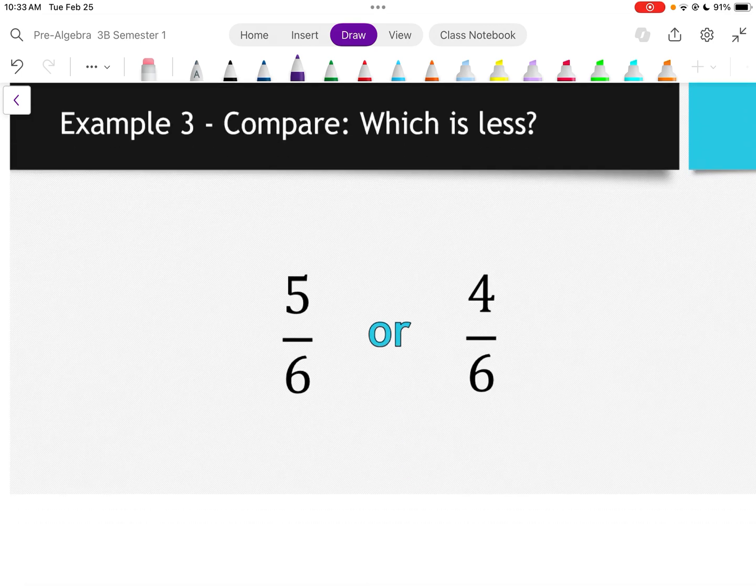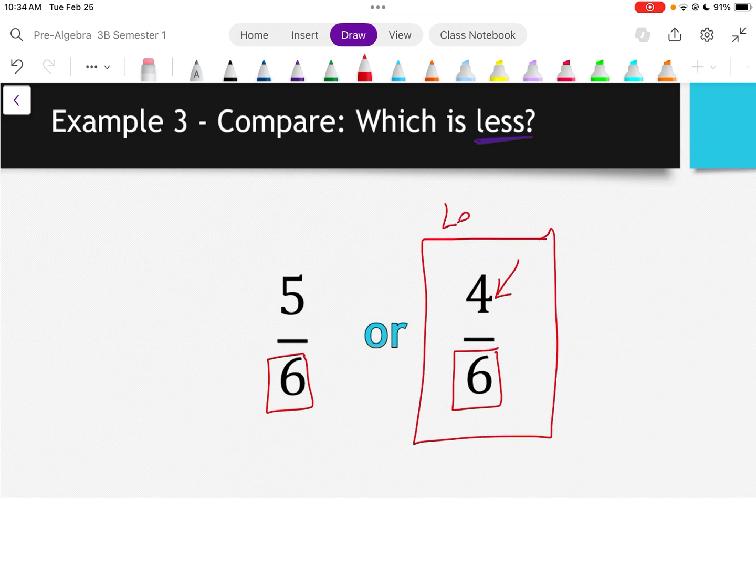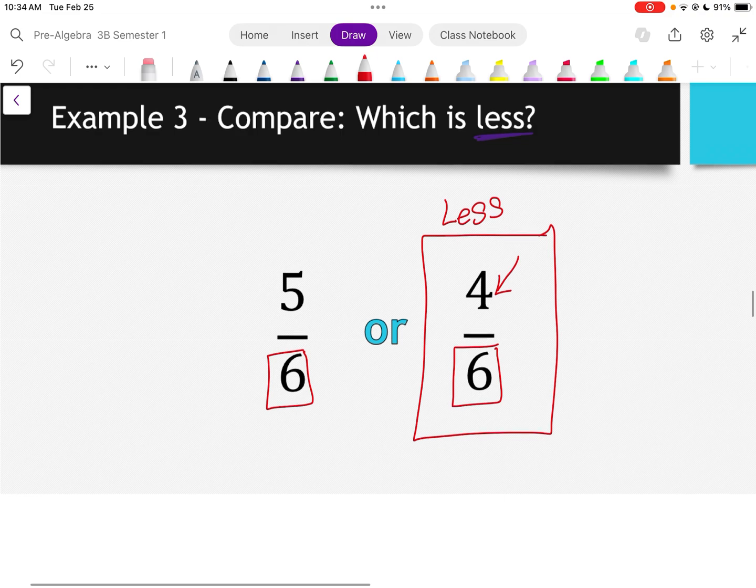Then for example 3, we want to make sure we are reading the problem. This one is asking which is less. Looking at this, they are both split up into 6 parts, and we have 5 out of 6 or 4 out of 6. Because they're split into the same number of parts, whichever one has the least amount of parts shaded would be the less amount. So in this one, 4 out of 6 is less than 5 out of 6.